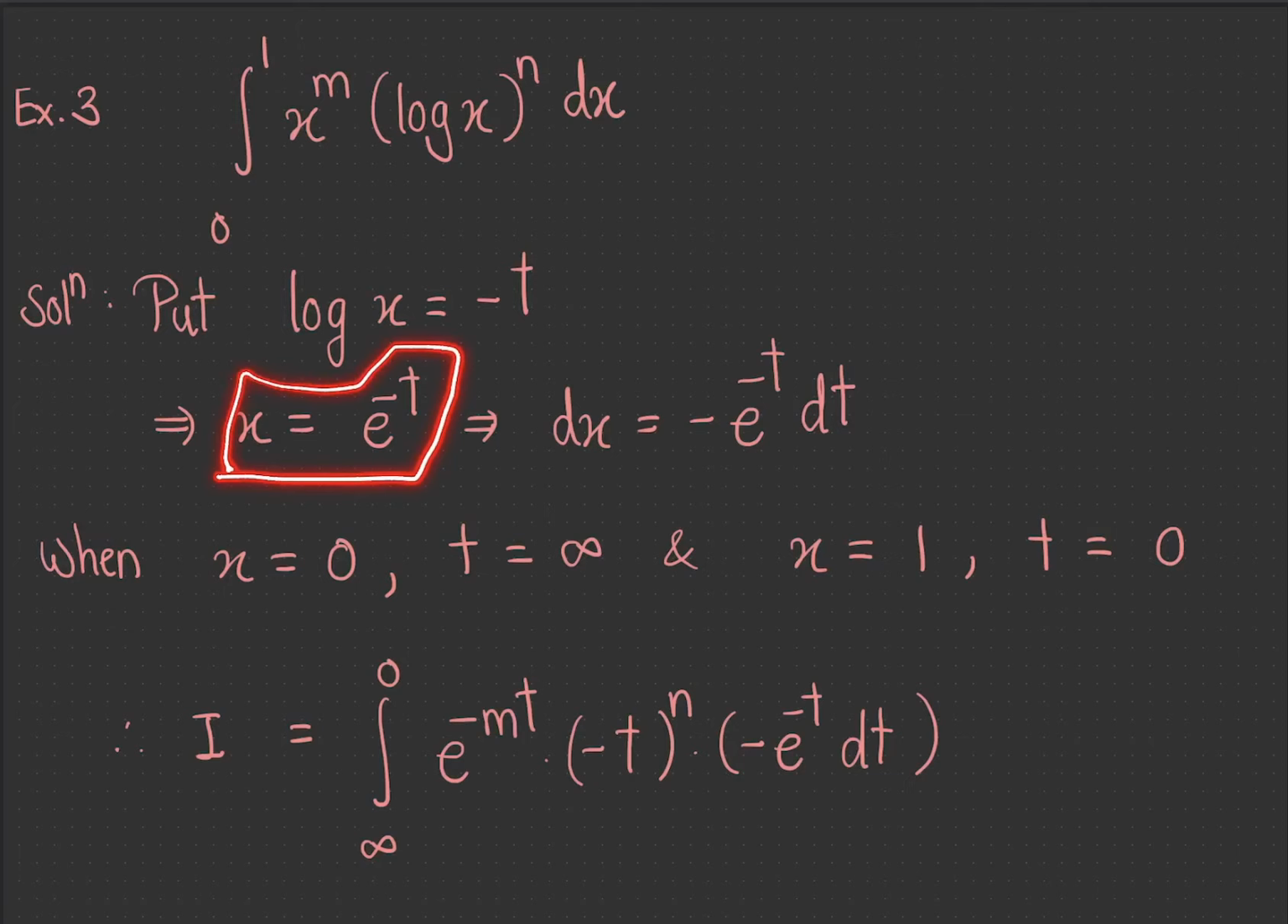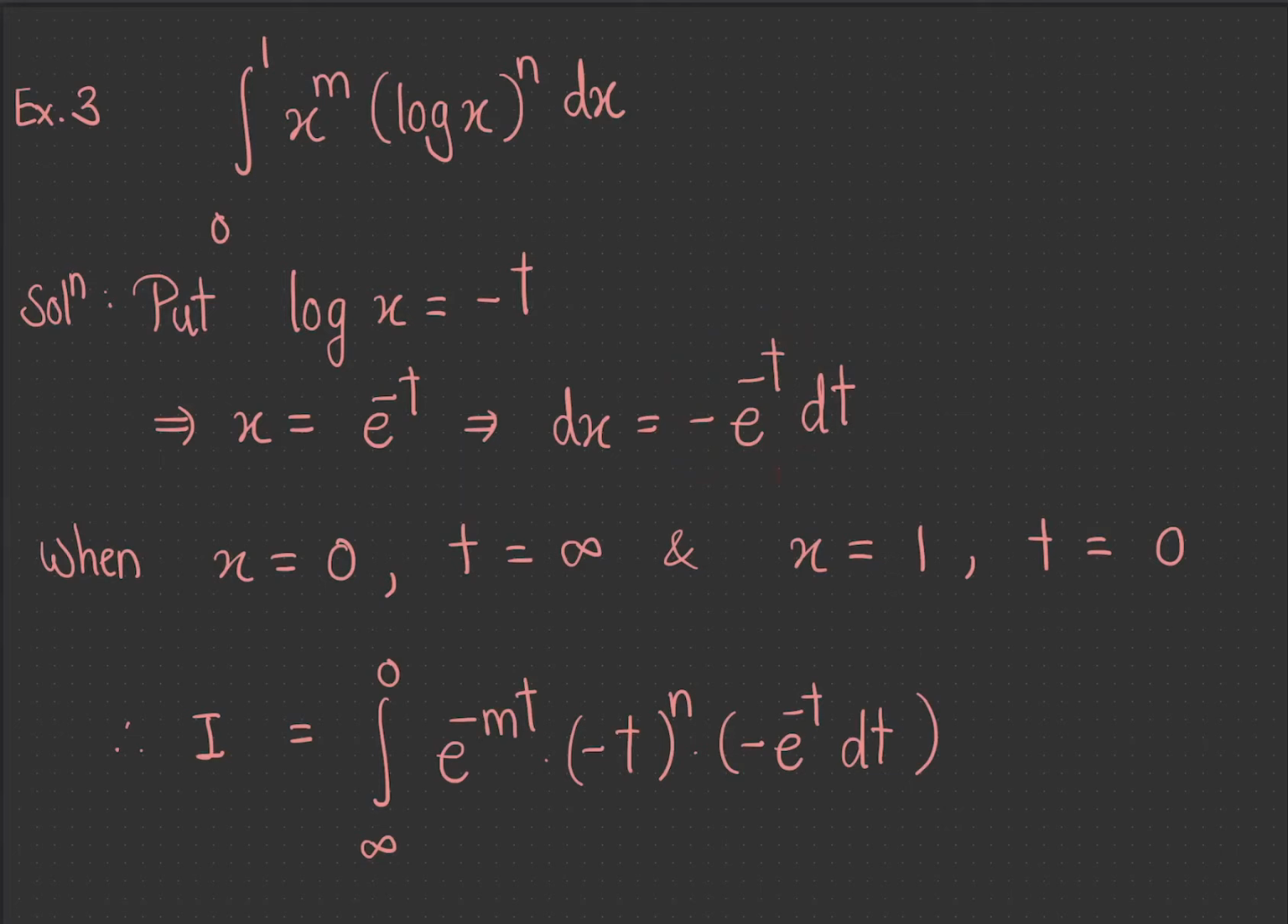Now differentiating, we get dx equal to the derivative of e raised to minus t, that will become minus e raised to minus t, since the derivative of e raised to minus t is e raised to minus t into minus 1 into dt.